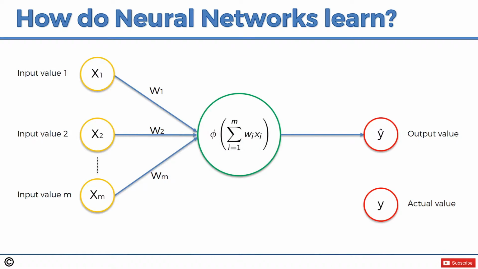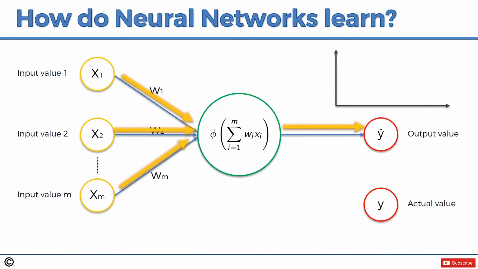So we've got our perceptron. Let's see how our perceptron learns. So let's say we have some input values that have been supplied to the perceptron or basically to our neural network. Then the activation function is applied. We have an output. And now we're going to plot the output on a chart. So there it is, our output Y hat.